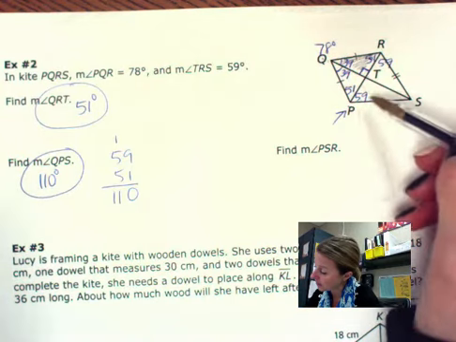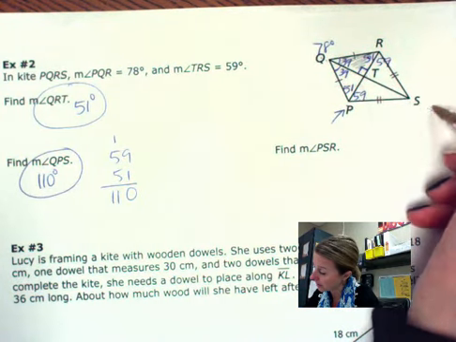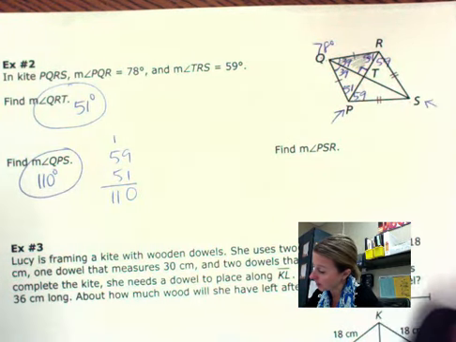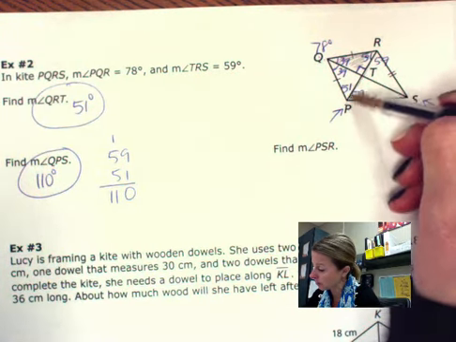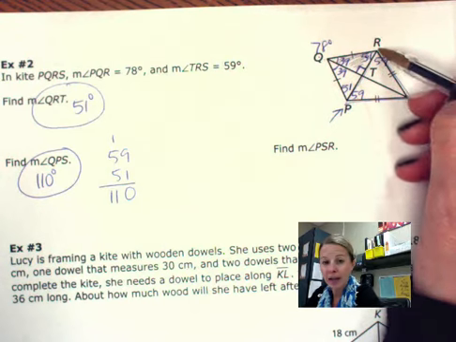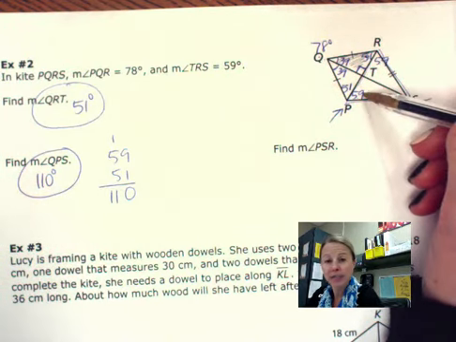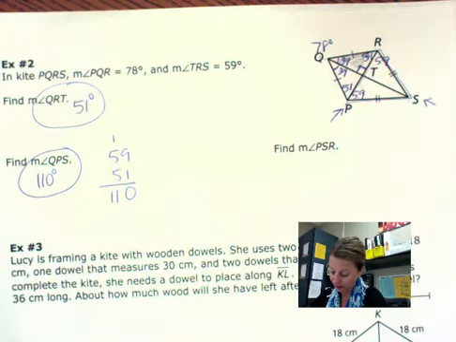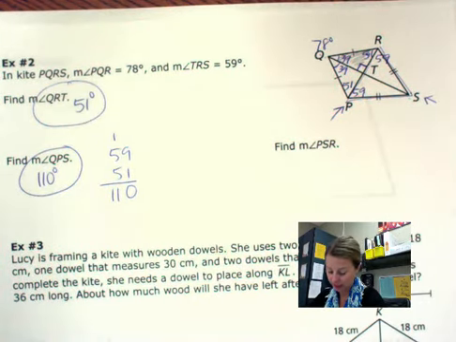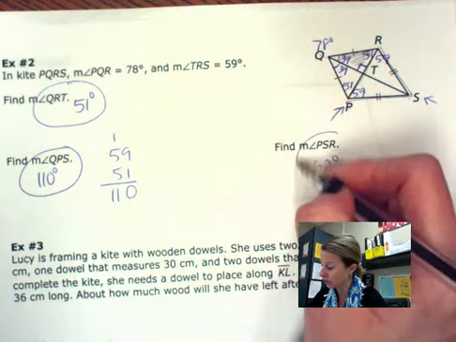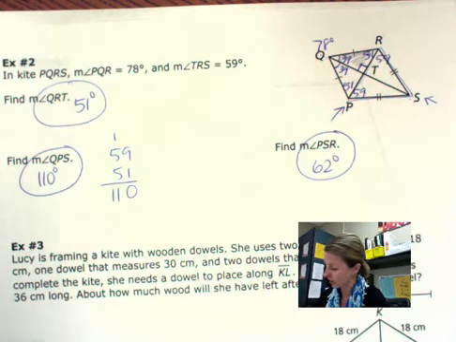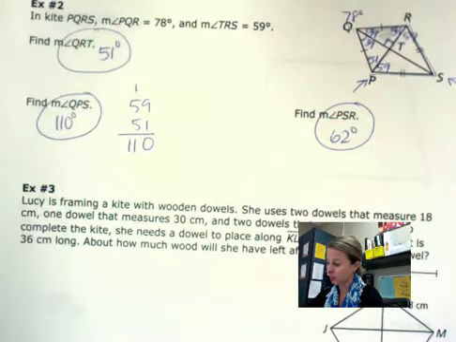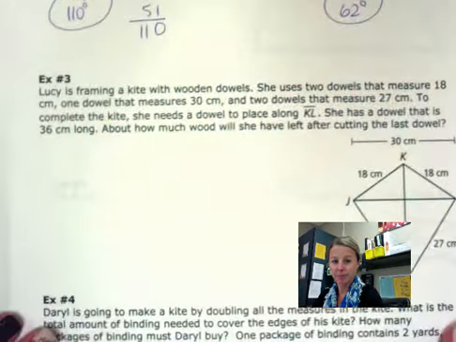And then finally PSR would be angle S. Okay? And so angle S can now be found by focusing on this triangle over here. And I know that 59 plus 59 can be added together and then take that away from 180. So if I do 59 times 2, I get 118. So 180 minus 118, I get 62 degrees. Okay. All right, let's move on to a couple of word problems.